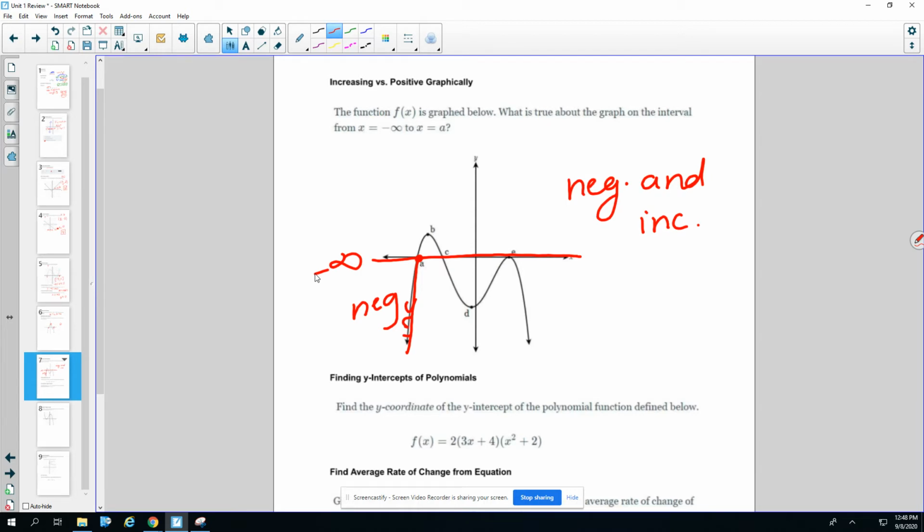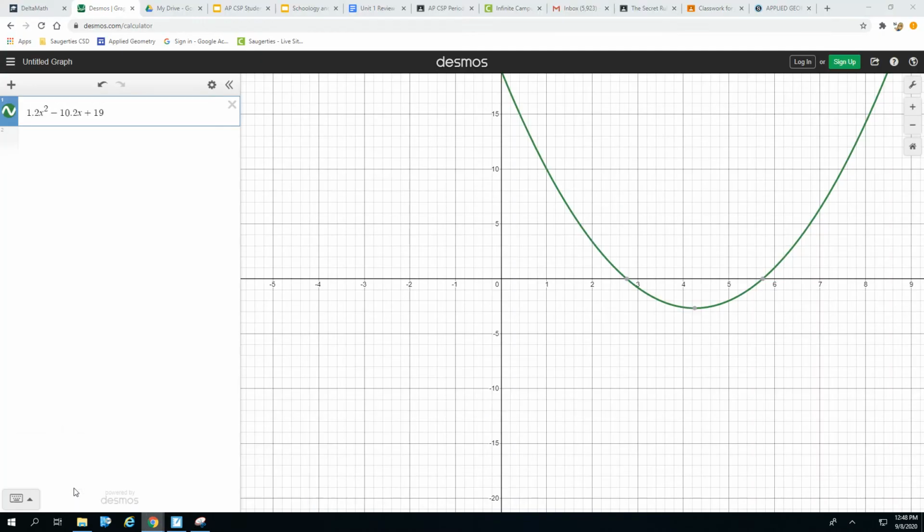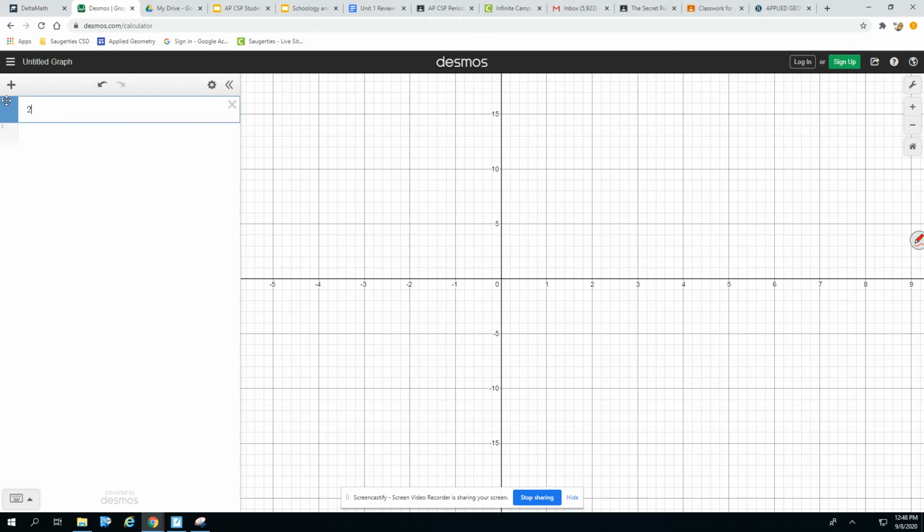The next one is another calculator problem. We're going to graph this function and look for the y-intercept. So I'm going to go back to my calculator. I have 2 times 3x plus 4, and then x squared plus 2.